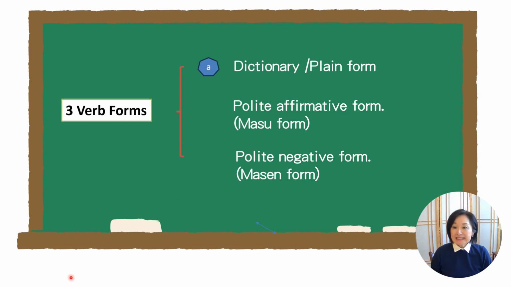Next form is polite affirmative form. Sometimes they're called ます form. And the last form is polite negative form. Sometimes they are called ません form. The polite form is known for being both respectful and safe to use in various situations, which is why it's referred to as the polite form. It is polite enough to use in different settings without worrying about offending anyone or seeming too informal. Today, our focus will be learning how to change dictionary form to polite form.